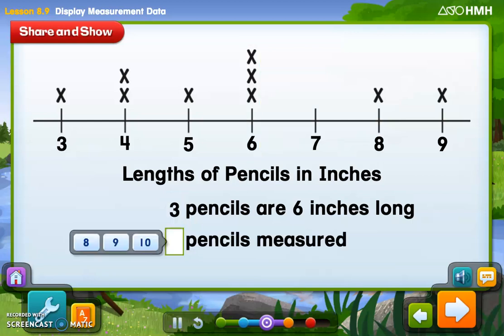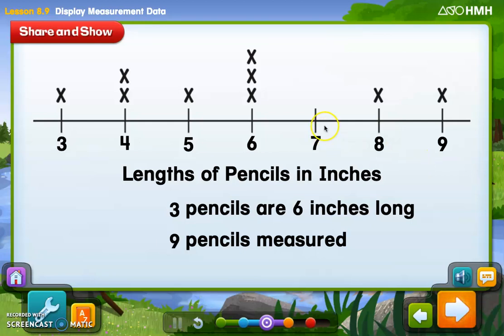How many different pencils are shown in this data? To find that out, we would count how many pencils are of different lengths. It says how many pencils were measured, so we're going to just count all of the X's to find out how many pencils were measured. We have 1, 2, 3, 4, 5, 6, 7, 8, and 9. So 9 pencils were measured. That's right. 9 different pencils are shown in this data.